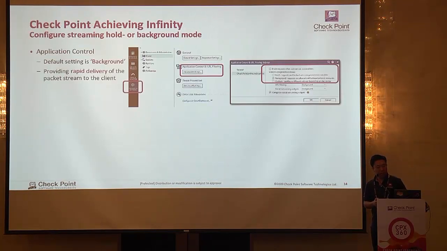Another thing you may know is that for different engines, we have different behavior. For example, in application control, we have the setting called background mode or hold mode. Background mode means when we try to categorize the applications, we still let the packets pass through. So the connection is still okay, and the user can still access the applications. Once we get all the data from the server side and finish the categorization, then for the second query from the client to the server, we will block it or accept it, depending on the policy. This is the background mode.